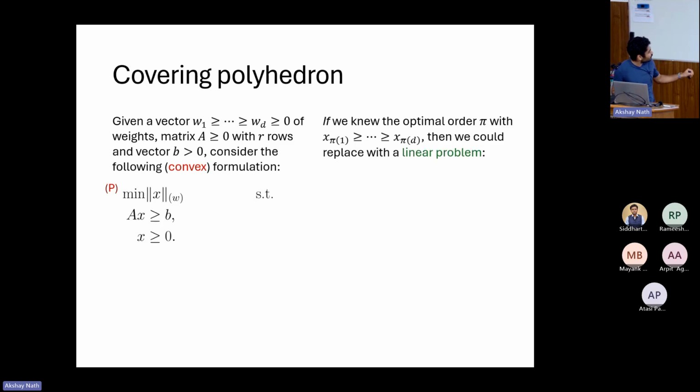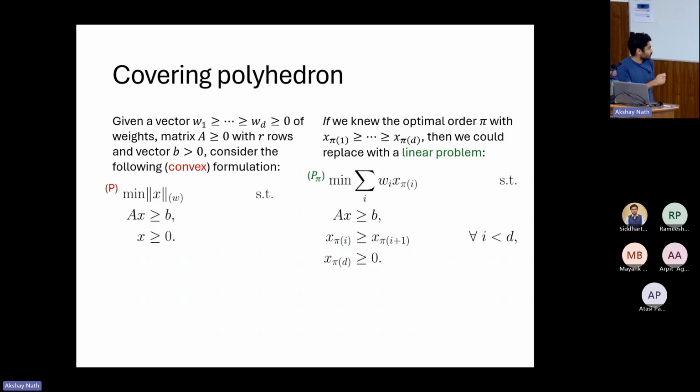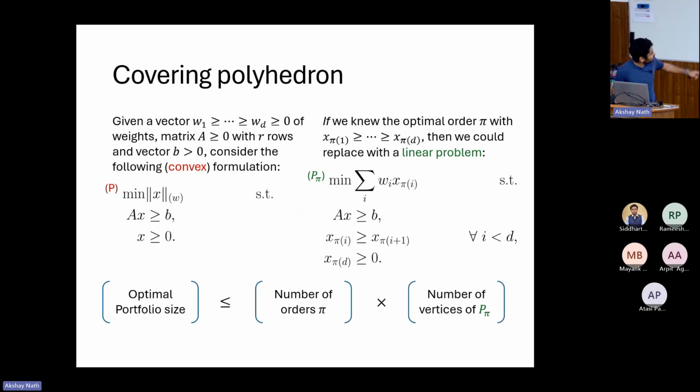Suppose we knew what order the optimal for any fixed W satisfies, right? Suppose we knew that order, then once again, we can replace it by a linear problem because that's how ordered norms work. And that would again be very nice because now you're working with the vertices of the polytope instead of the whole polytope. And so your optimal portfolio size would be the number of such possible orders pi that for any W might be optimal times the number of vertices in the problem on the right, P pi.